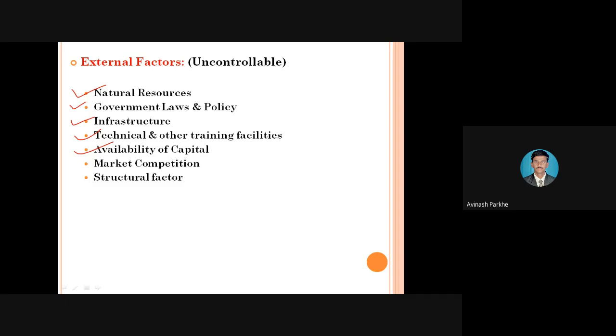Sometimes the maximum capital is available with you, and we can start your new organization. But whatever the big industries or big organizations there are, such organizations can use the loan facility which is provided by the banks. But to sanction that loan, we have to follow the standard procedures and the standard rules of the government, and accordingly your loan can be sanctioned.